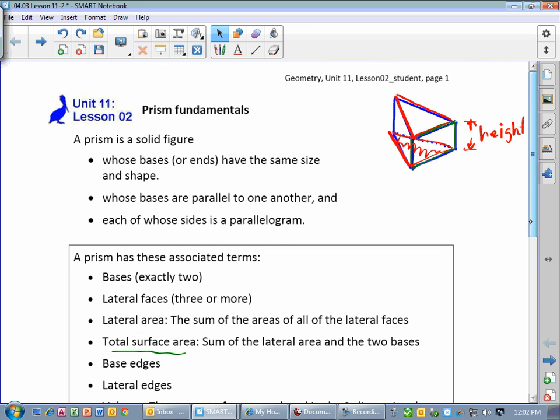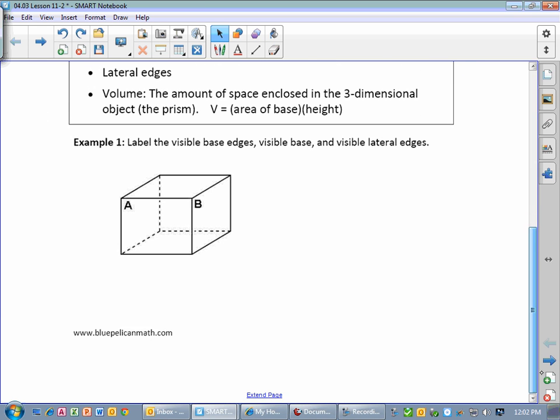So today we're not going to be finding volume, we're not going to be finding surface area, that's coming up. All we're going to be doing today is identifying the parts of the prism. So the different edges, the base edges and the lateral edges, the bases, the lateral faces, because we need to have a common vocabulary so that when we're asked to actually find the volume or the surface area, we know what we're working with. Okay, so here's our first example.